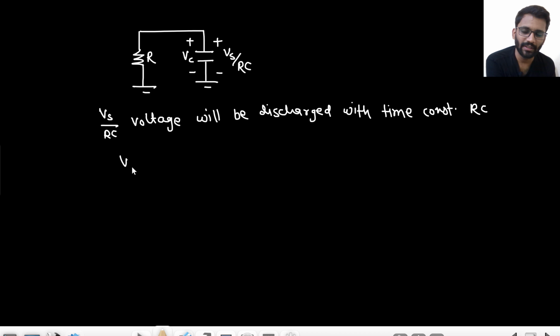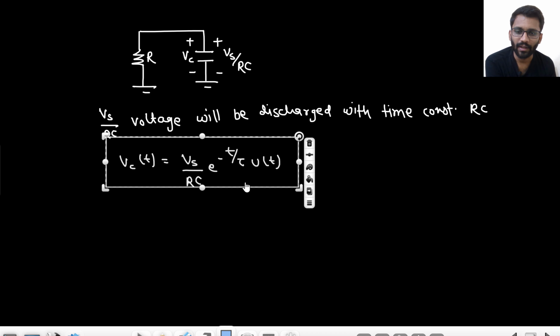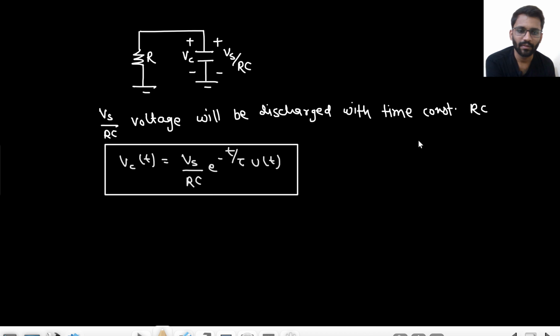So finally, what will be the Vc(t) expression? It was 0, then suddenly it rises to Vs by Rc, then it discharges to 0 volt, right? Are you getting my point or not? With time constant being Rc. Basically Vc infinity would be 0 volt. Vc(0 plus) was Vs by Rc, then it discharges to 0 volts.